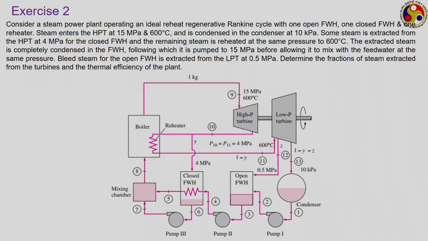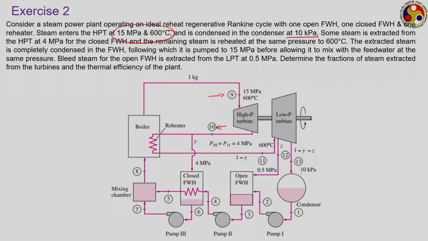So, the steam that is coming to the turbine expansion has been divided into two parts, the high pressure turbine and the low pressure turbine. Steam enters the high pressure turbine at state 9, at 15 megapascal and 600 degree Celsius, and then it is expanded to some intermediate pressure up to state 2, then it passes through the stage of reheating and it goes back to the low pressure turbine. Let us continue reading the problem. It is condensed to the condenser pressure at 10 kilopascal.